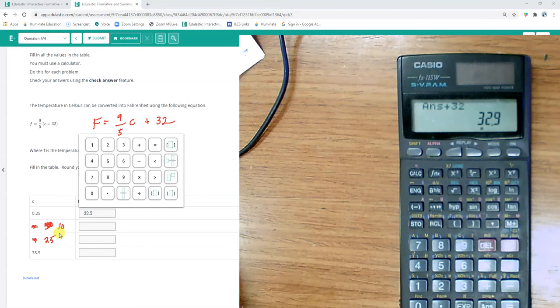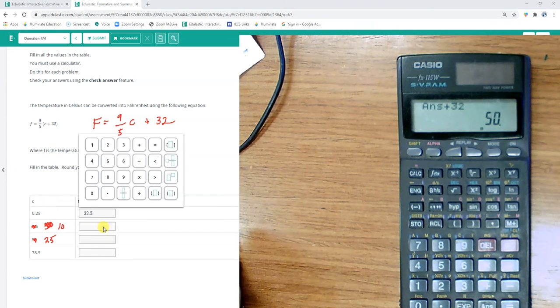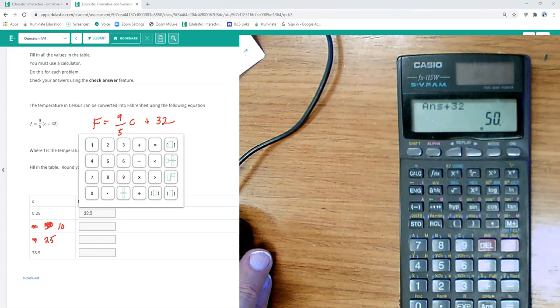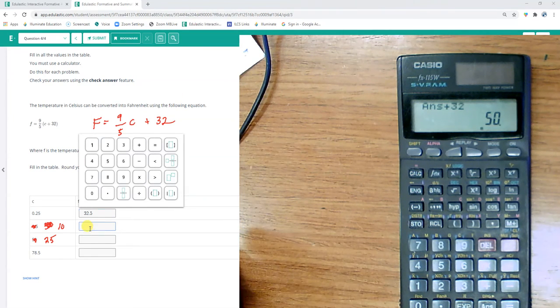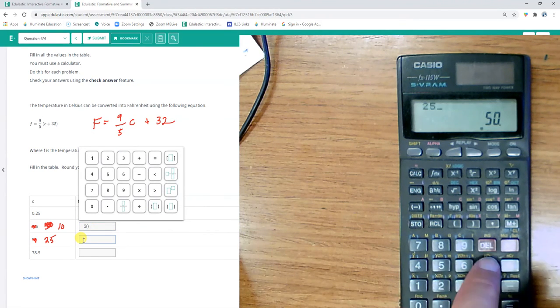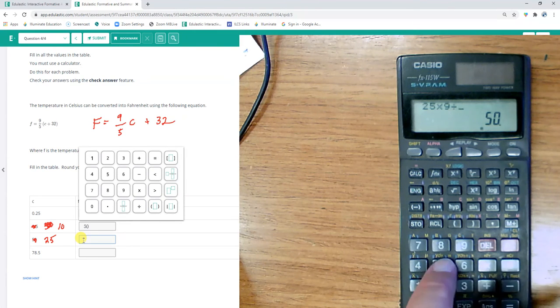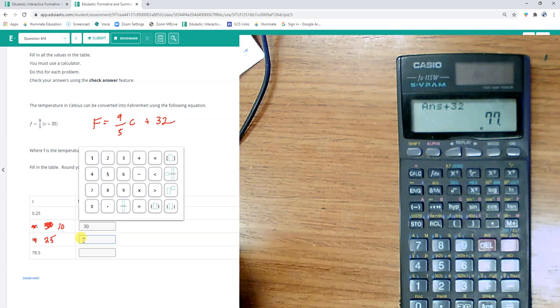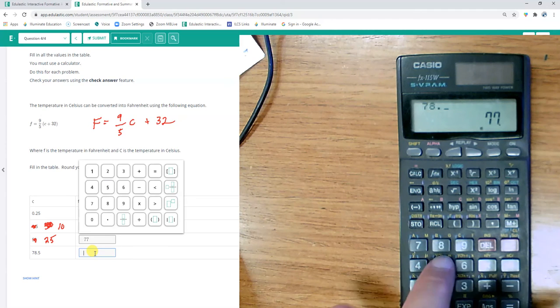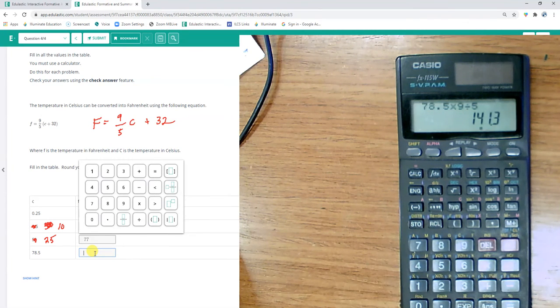Okay, now let's try it. So if I go with a 10, I get 10 times 9 divided by 5 equals that, plus the 32 gives me a 50. That matches my answer key. I plug in a 25, so I go 25 times 9 divided by 5 plus 32. That takes me to a 77. And here I go 78.5 times 9 divided by 5. That takes me to a 141.3. Yes.